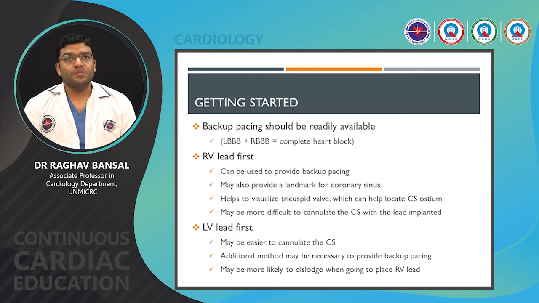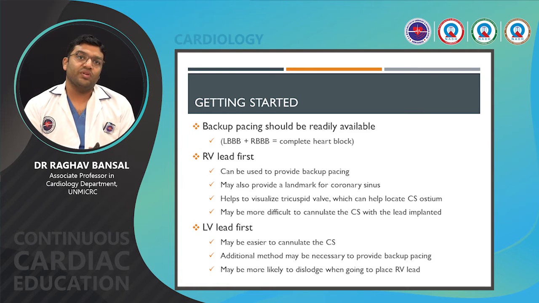So there are two options. We can go with an RV lead first, which is pretty easy to put and does not require much manipulation. It can provide a landmark for the coronary sinus and can be used to provide a backup pacing while we are doing the CS lead implantation. And it also helps to visualize the tricuspid valve. But once the RV lead is in, there are two worries: that it may interfere with the CS ostium cannulation, and second, that the RV lead may itself get dislodged while implanting a CS lead.